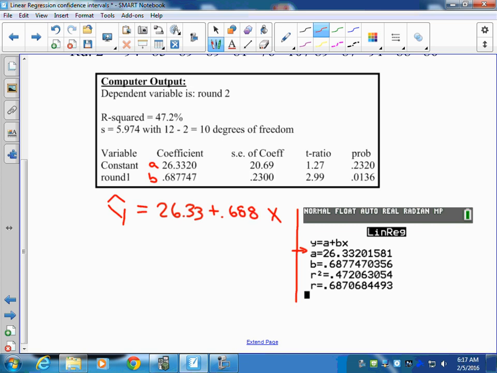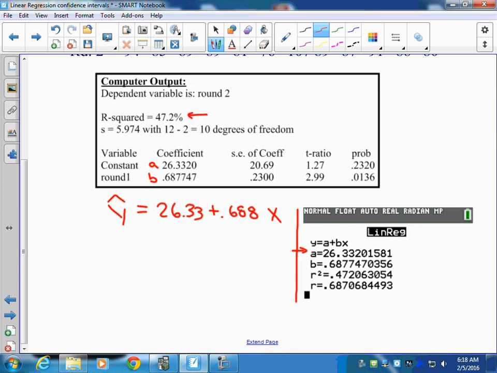So in this situation, the round two score increases by 0.688 strokes for every stroke taken in round one of a person's golf game. So for every one stroke increase in round one score, the round two score will increase by 0.688 strokes or hits. Now if you notice here, we've got a lot of other different information.